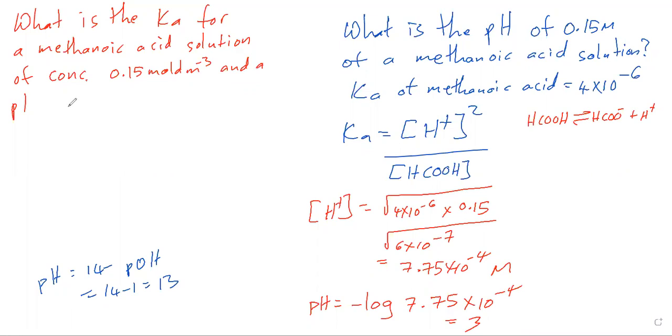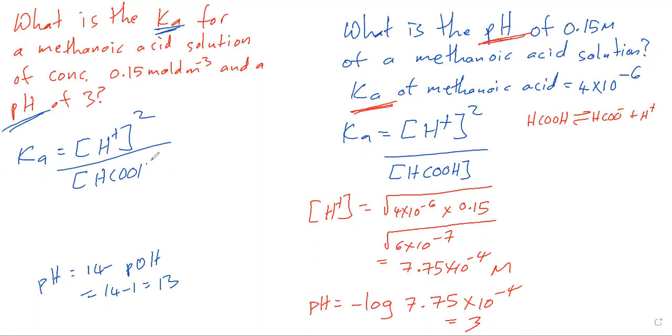Right, so in this one, you want pH from Ka. This one, you want Ka from pH. How do we work that out? So first, what is Ka? Ka would be the products over the reactant. So again, H plus squared over the concentration of methanoic acid.